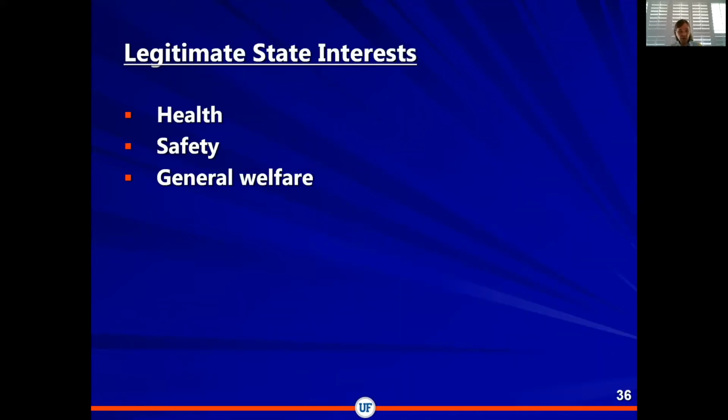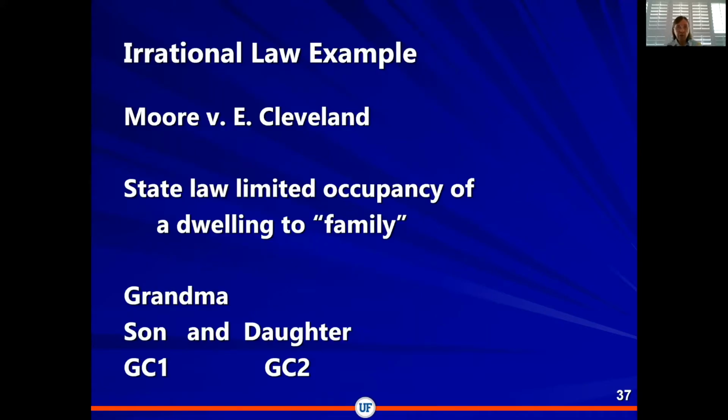What are those legitimate state interests? Health, safety, and general welfare. So I thought I would give you an example, just for fun, of an irrational law, because it has happened. It has happened that a legislative body passed an irrational law, meaning it was unconstitutional. It's not irrational, it's unconstitutional, right?